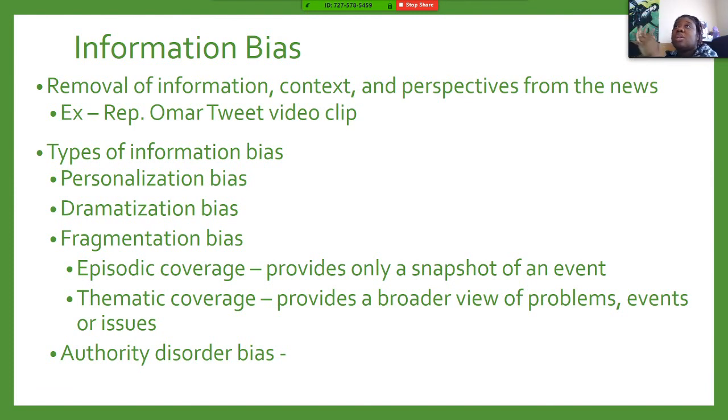Another example, the Covington High School situation. I think we also talked about that one before the midterm. And then, of course, there are three types of information bias: personalization bias, dramatization bias, and fragmentation bias. Personalization bias focuses on the human interest side of a story, as opposed to a policy or political process. BuzzFeed is good for this. So if you want to know how people are dying in Italy, they will give you a play-by-play, or like you see those articles.